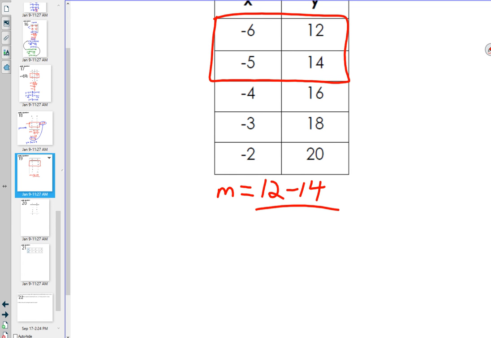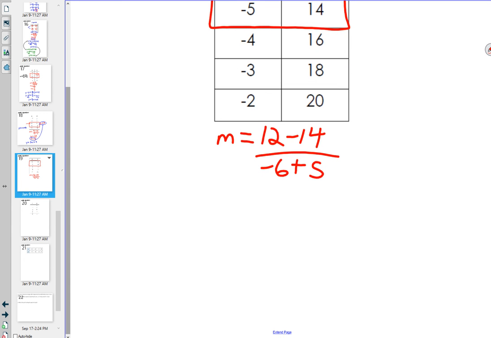What's the first x you see? Okay, write that the same. What's the second x you see? Well, -5, so we're going to change it to +5. So we get 12 minus 14 is -2. -6 plus 5 is -1. Negative divided by negative is positive.